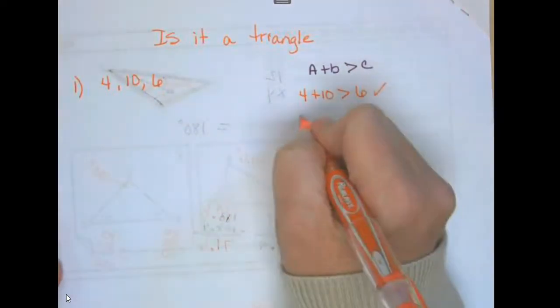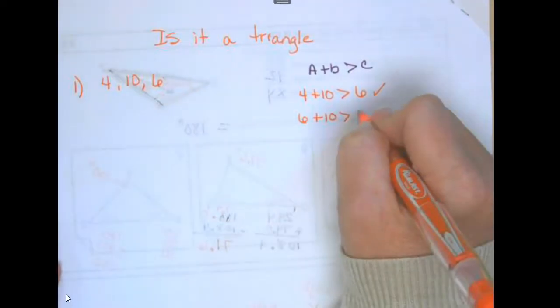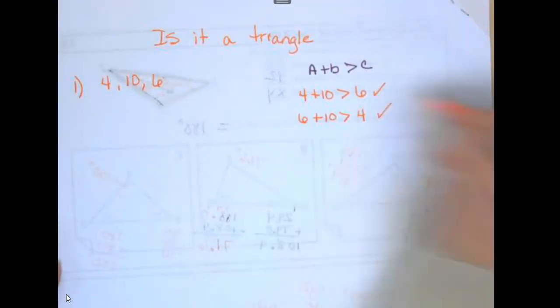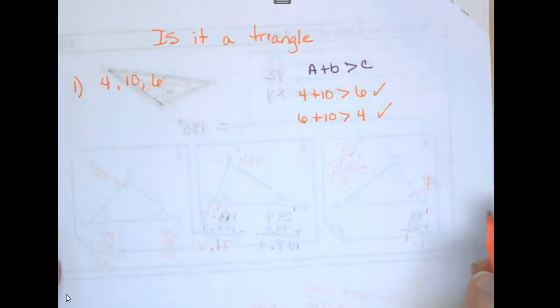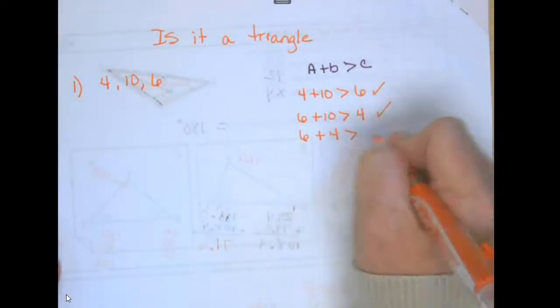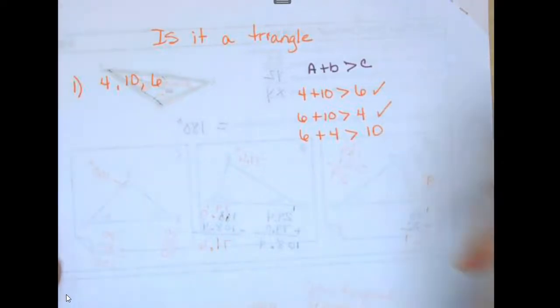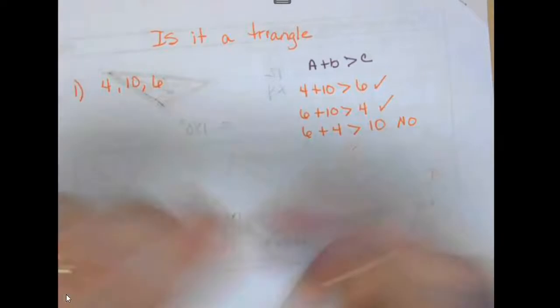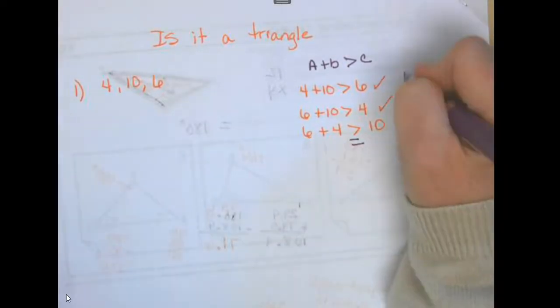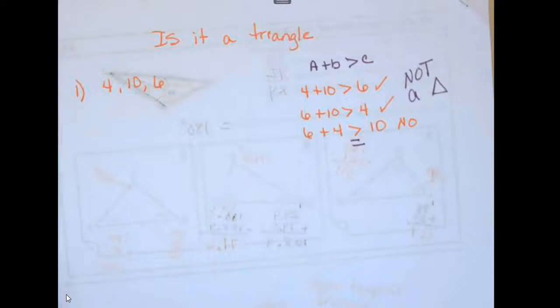Yes. 6 plus 10, is it greater than 4? Yes. 6 plus 4, is it greater than 10? No, because this is equal to, correct? So it's wrong. So it's not a triangle.